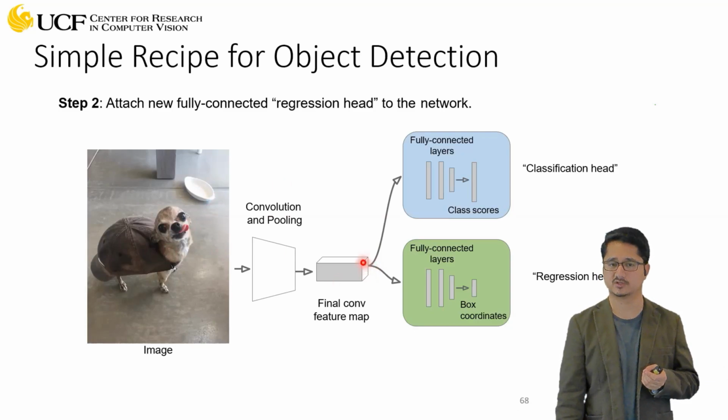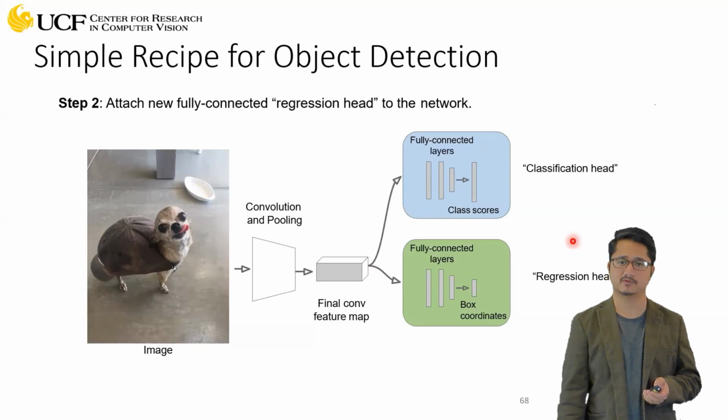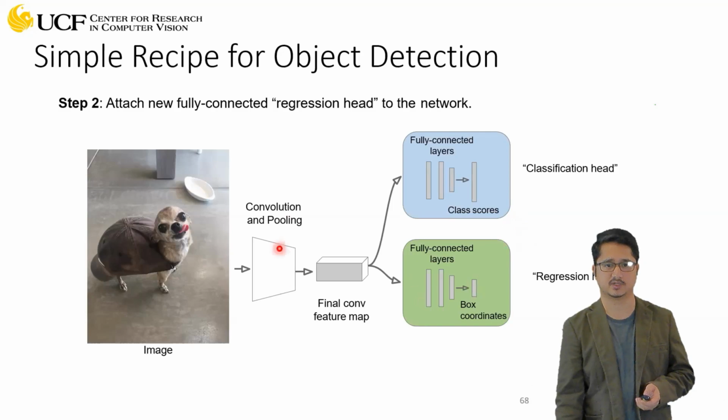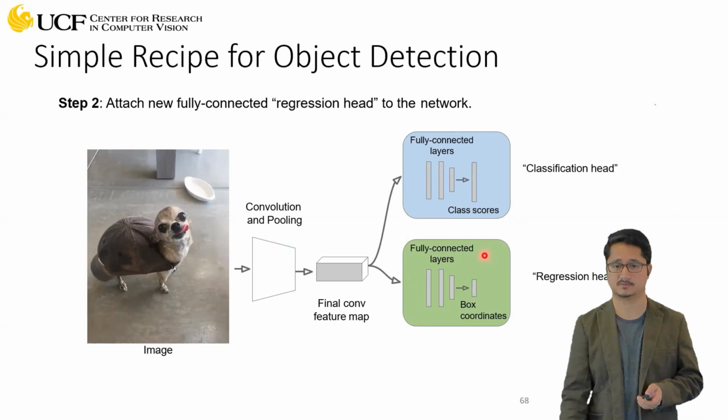And that's why these features can be used for classification as well as regression. Okay, so that's the idea. Now, let's say we do this. This is a very simple modification of the classification architecture, right? And this is solving the detection problem for you if you think about this.